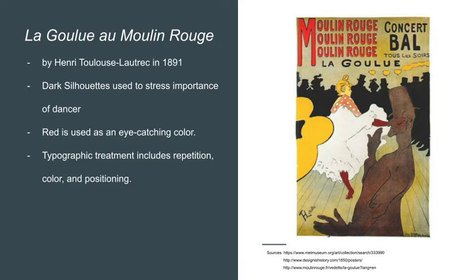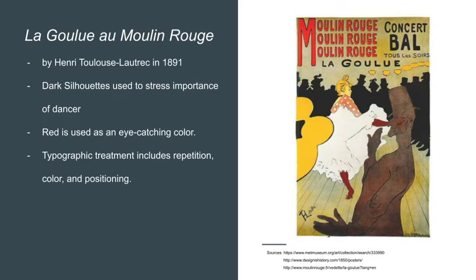The first poster we'll be looking at is La Goulet au Moulin Rouge by Henri Toulouse-Lautrec in 1891. The poster was the first to be created to advertise both the dancers and at the time the new dance hall named Moulin Rouge. La Goulet, however, is the figure depicted in red and white. She was the main headliner at the time.